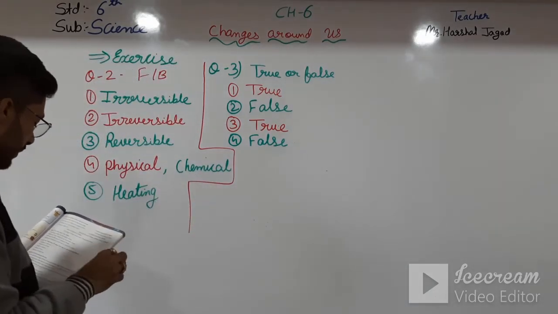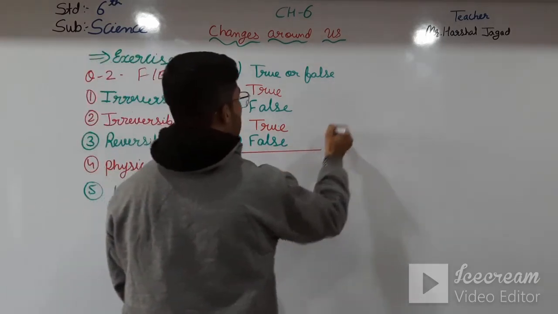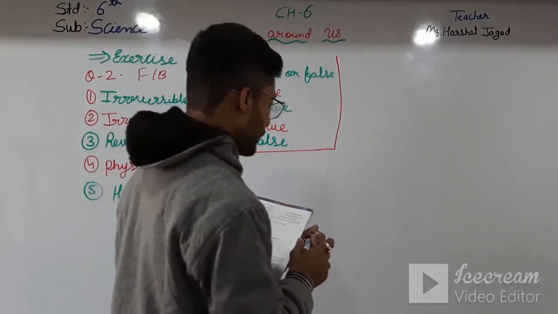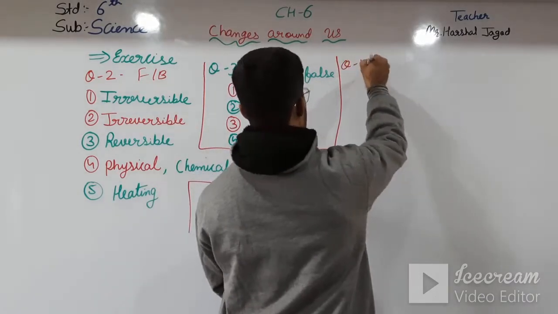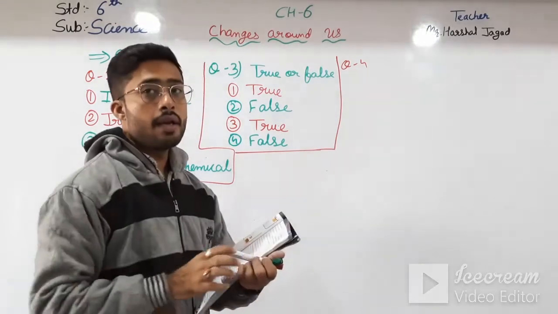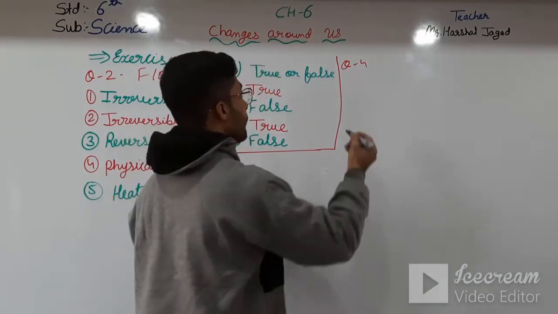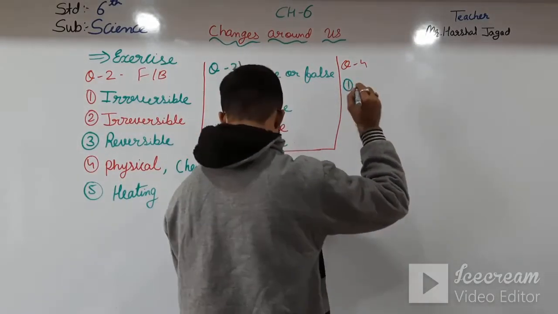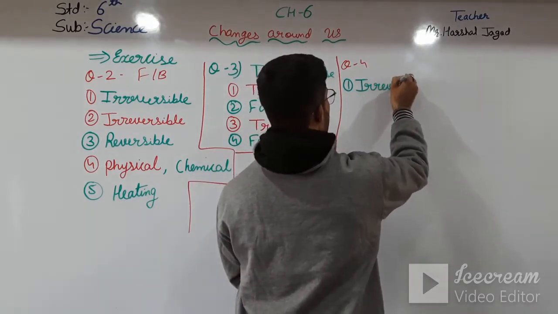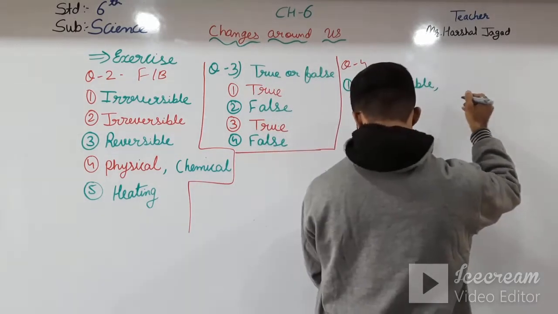Now, the next question is to classify the following changes into one or more than one type. We have to just classify this. So first, breaking of a jar, that is irreversible and physical change.